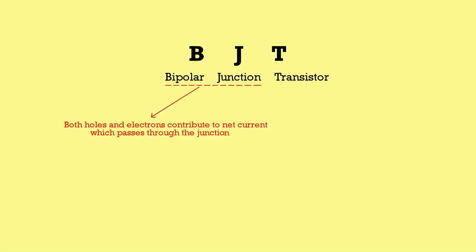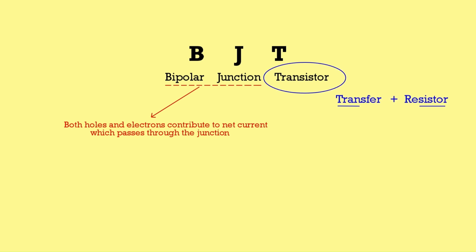At first, what does BJT stand for? Its full form is bipolar junction transistor. Bipolar junction here refers to the fact that in a BJT, both electrons and holes, irrespective of which are majority and minority carriers, take part in current flow through the junction. However, in a MOSFET, only one type of charge carrier takes part in current flow.